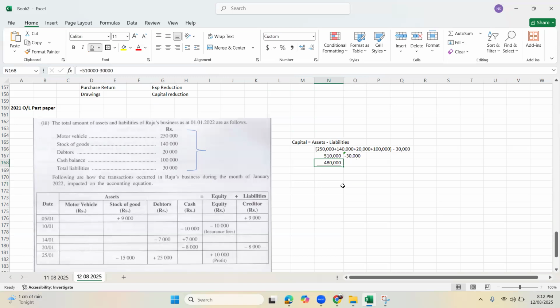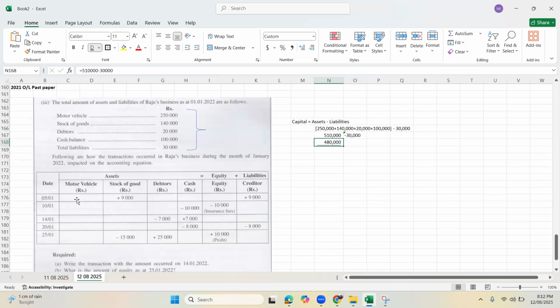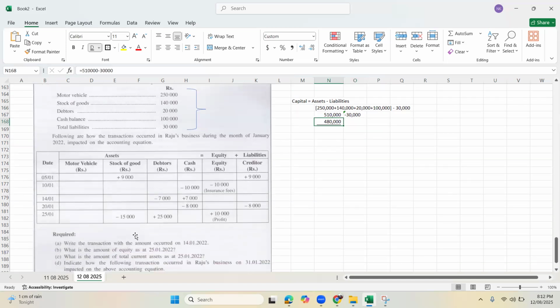What they're asking: following are the transactions that occurred in Raju's business during the month of Jan 2022, impacting the accounting equation. They have given us some transactions with the dates. Write the transaction with the amount that occurred on 14th Jan. So that means the third one, 14th Jan, what is the transaction that can happen? Then what is the amount of equity on 25th Jan 2022? They are asking the equity value.